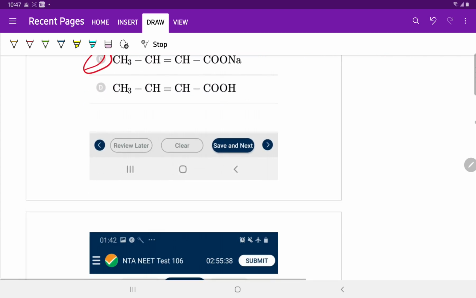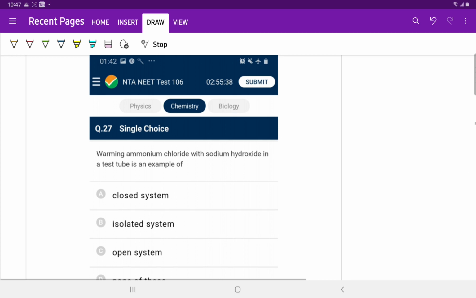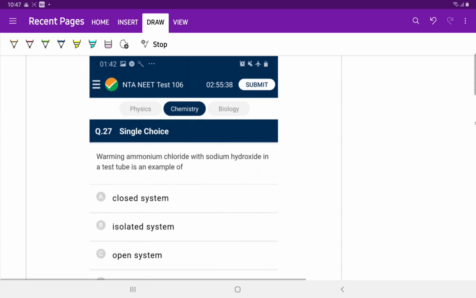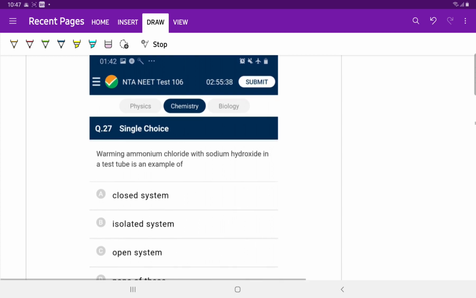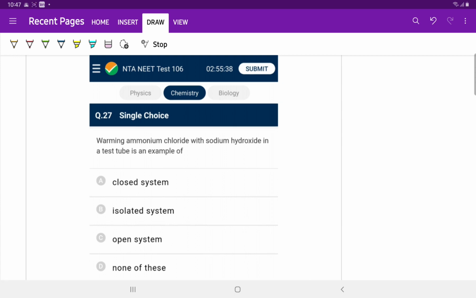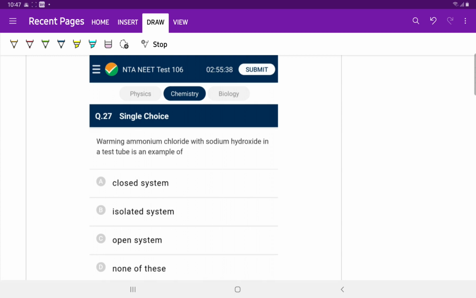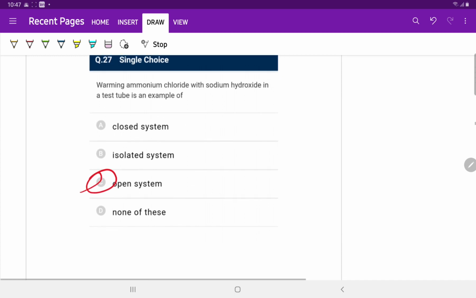We move to question number 27. Warming ammonium chloride with sodium hydroxide in a test tube is an example of an open system. An open system exchanges both mass and energy. So option C is correct for question number 27.